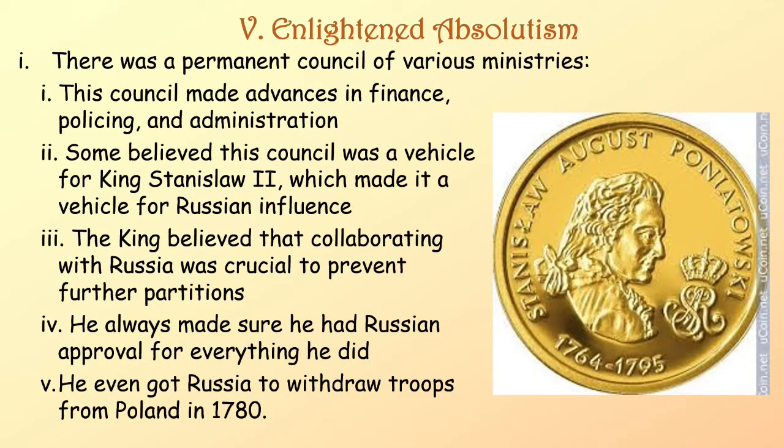There was a permanent council of various ministries, and this council made advances in finance and policing and administration. Some people believe that this council was a vehicle for King Stanislaus II, which, of course, made it a vehicle for Russian influence. The king believed that collaborating with Russia was crucial to prevent further partitions, and he always made sure that he had Russian approval for everything he did. He even got Russia to withdraw troops from Poland in 1780.